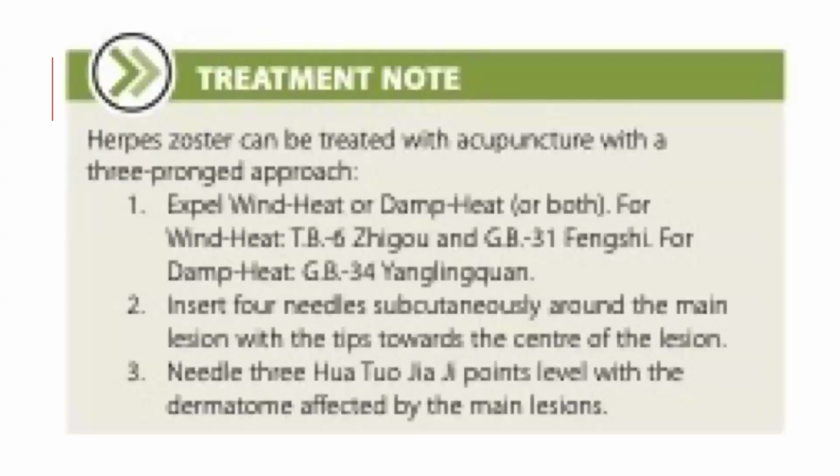For treatment, herpes zoster is treated with acupuncture with a three-pronged approach: expel wind, wind heat, or damp heat, or both. For wind heat, triple burner 6 and gallbladder 31. For damp heat, it's gallbladder 34.